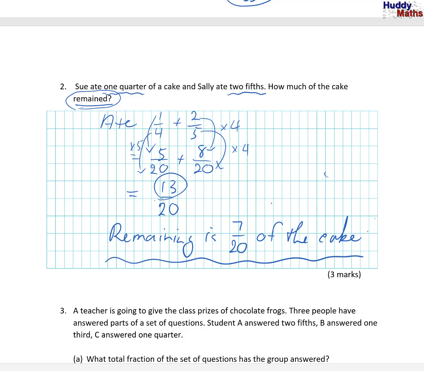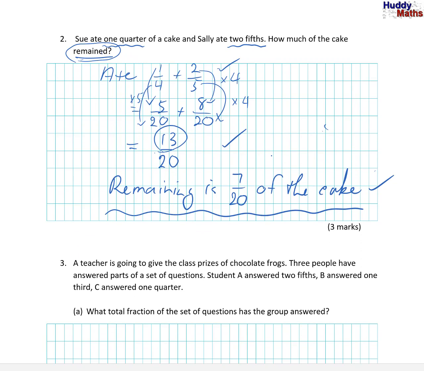So here there is 1 mark for trying to put those down, that you're trying to add them up, 1 mark for the correct addition, and then 1 mark for taking away from the whole, because it said how much is left, not how much did they eat. So, okay. Let's have a look.